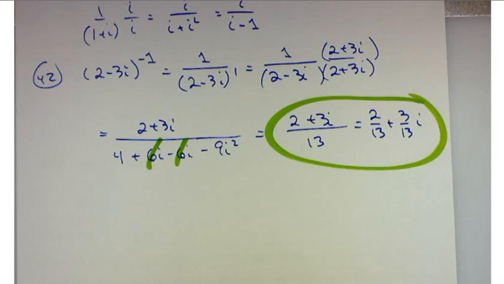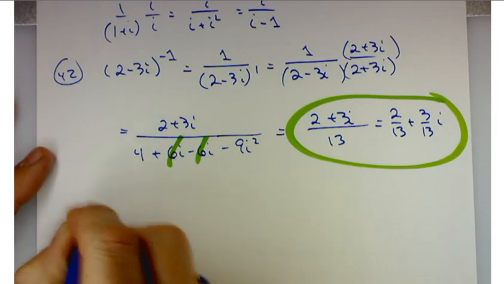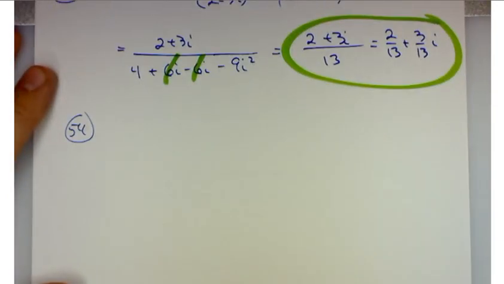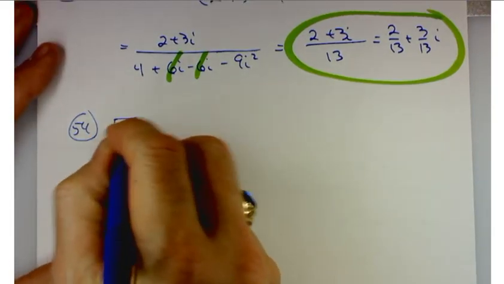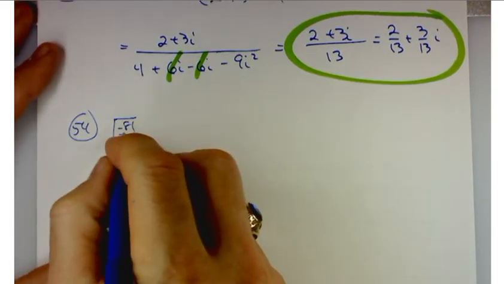All right, so we're going to continue working with complex numbers. We're going to simplify some expressions that involve complex numbers, starting with problem number 54. So problem 54 looks like this. Square root of negative 81 over 16.